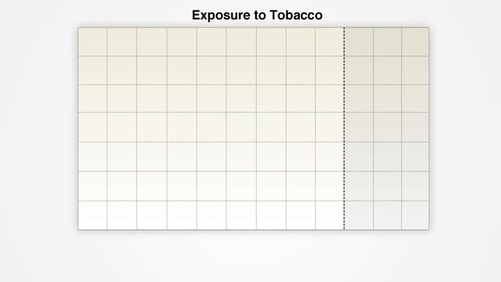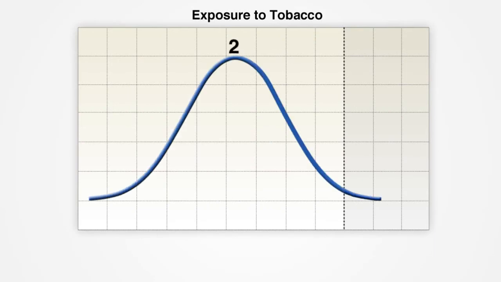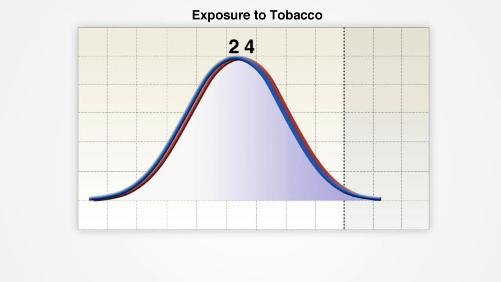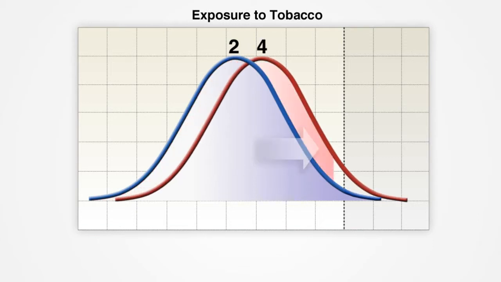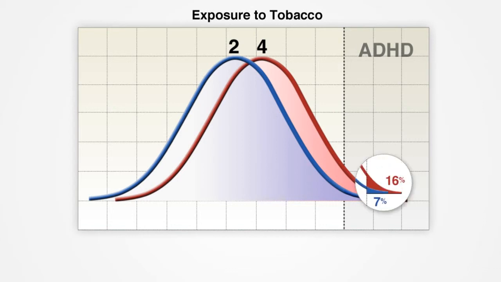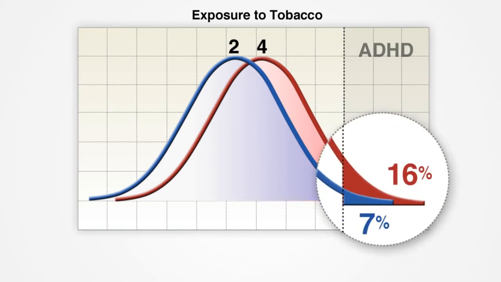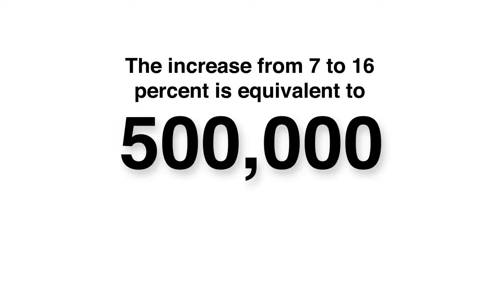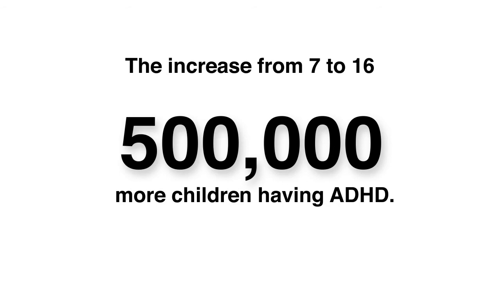The typical unexposed child from this subgroup has 2 ADHD symptoms. In contrast, the tobacco-exposed child has 4 symptoms. This subtle shift in ADHD symptoms results in a large increase in the percent of children who have ADHD. The increase from 7 to 16% is equivalent to 500,000 more children having ADHD.